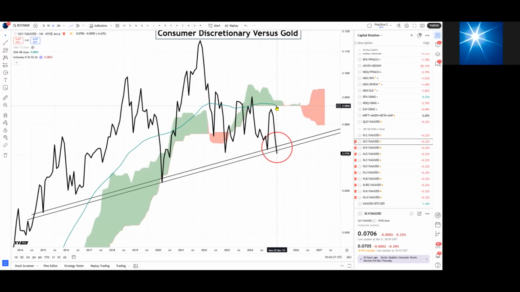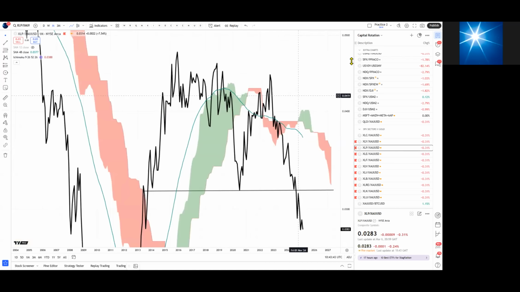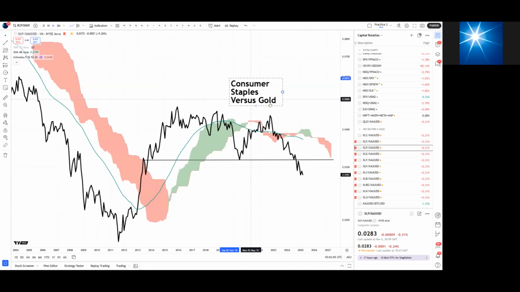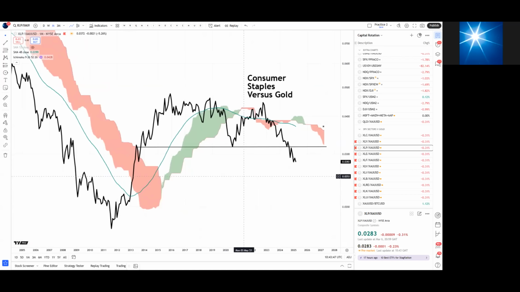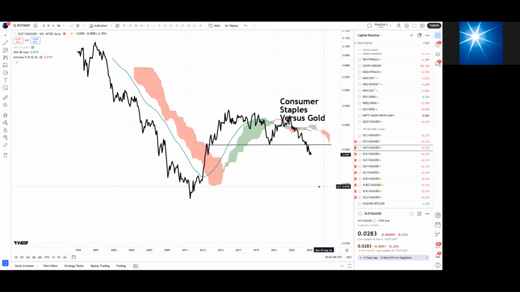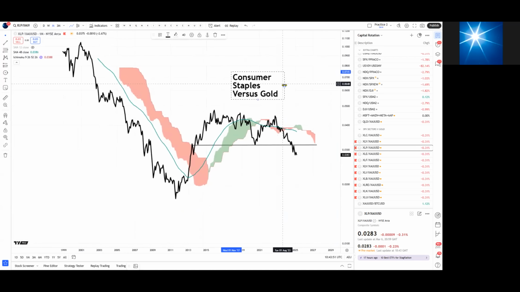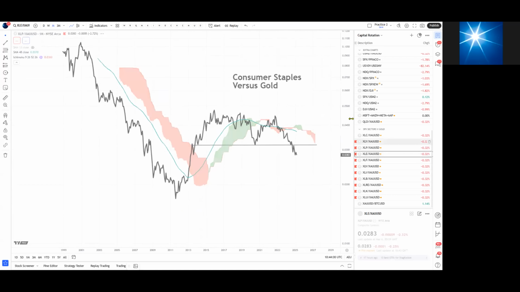We are way below the 4-year moving average, way below the Ichimoku cloud, and support is failing. XLP, which is consumer staples versus gold, very clear breakdown. So consumer staples are now officially in a bear market versus gold, under the 4-year moving average, under the Ichimoku cloud, and under horizontal support.